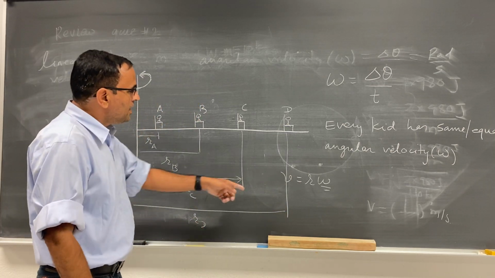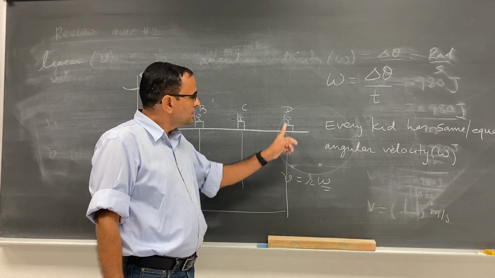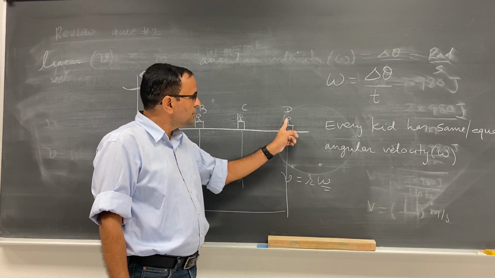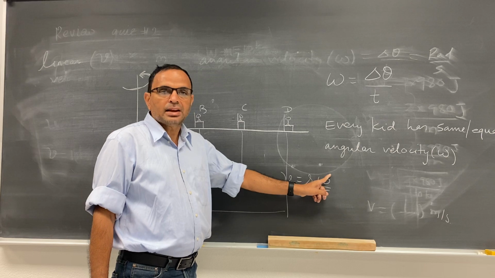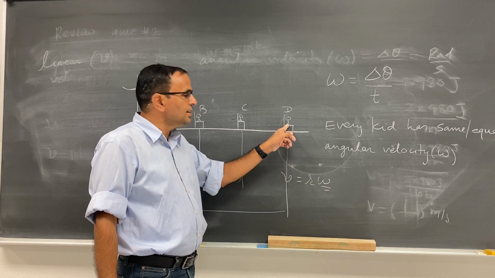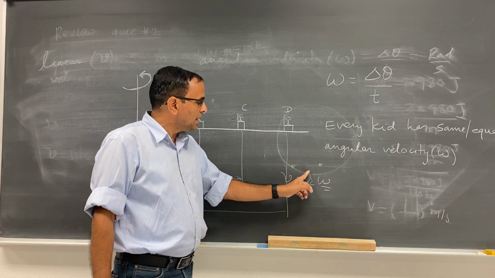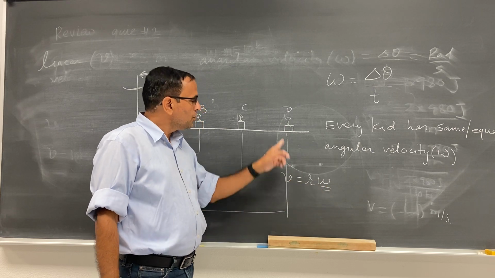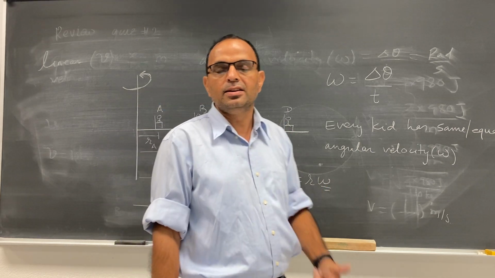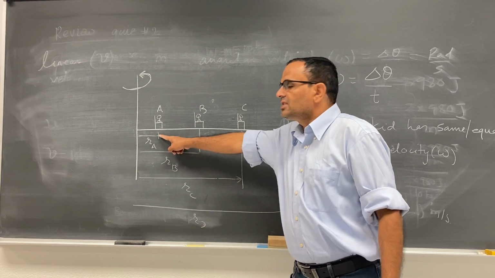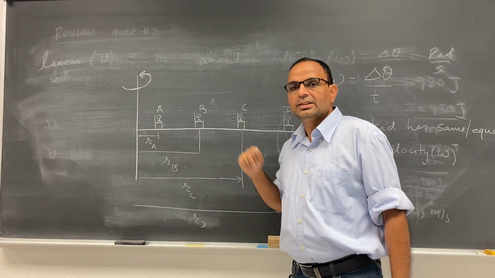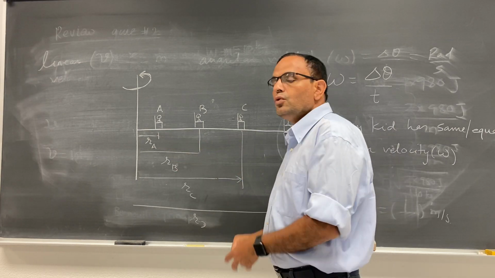Now look at this. The radius for D is maximum. Omega is same for all, but r for this kid D is big. Now if you multiply the biggest number and omega, of course D has the maximum linear velocity then. He has the smallest linear velocity. Please recall this. This is the merry-go-round thing.